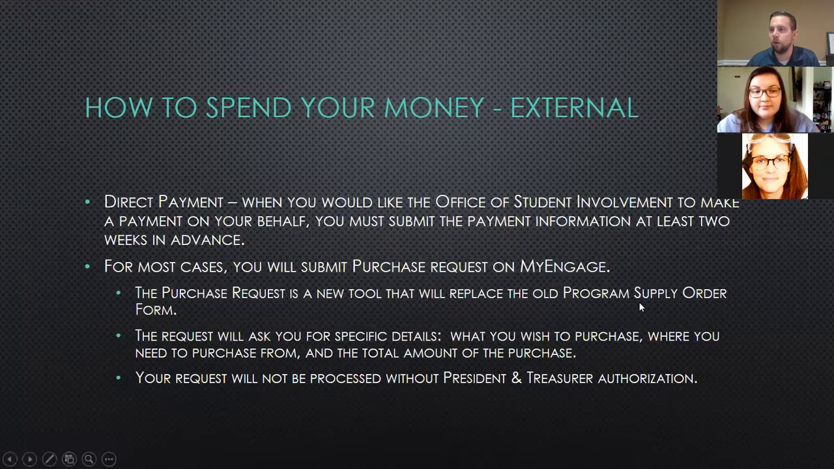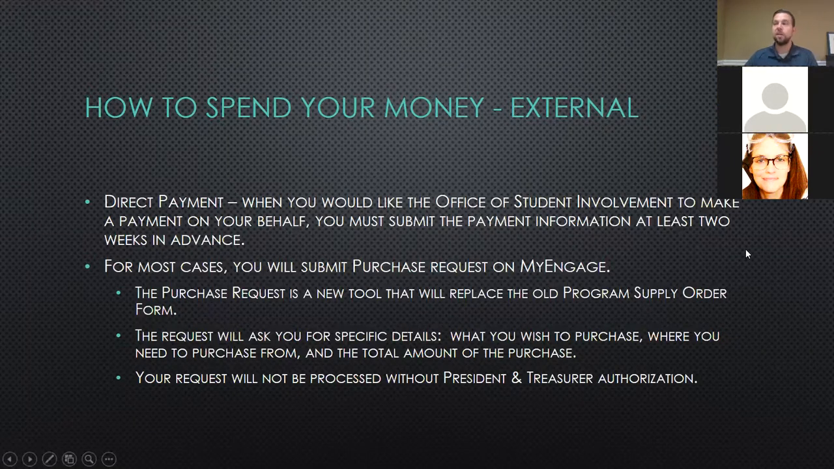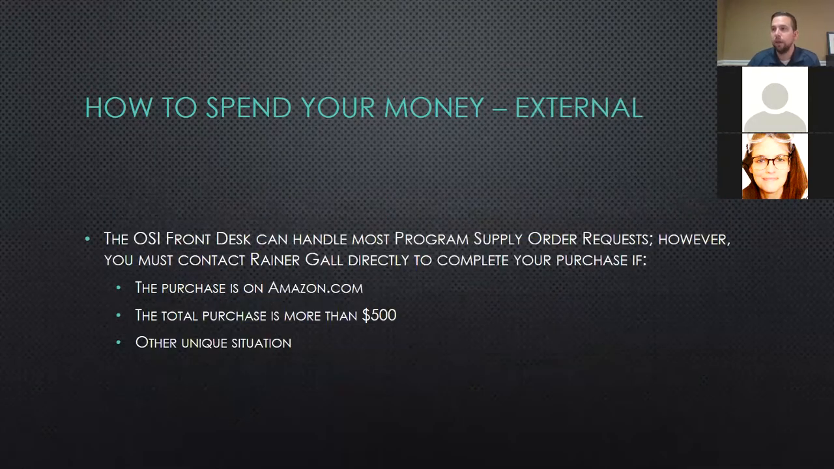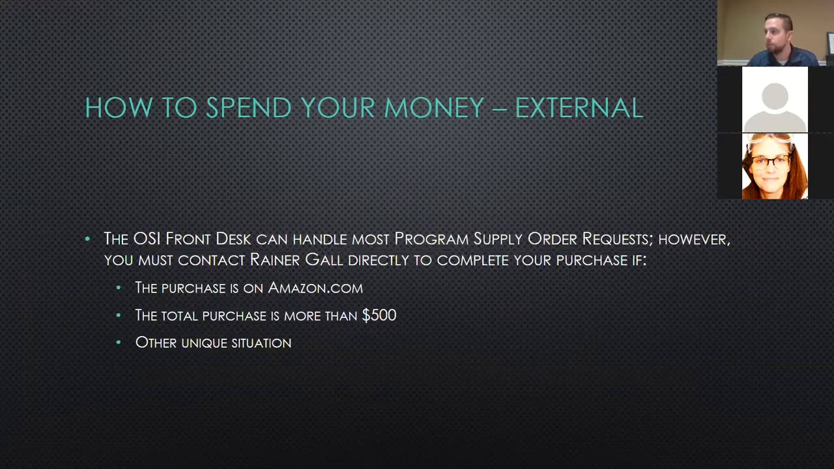So I'm back on my PowerPoint here, and we were talking about direct payments. In most cases, we're going to use that purchase request tool that I just showed you on MyEngage. As long as you have filled out the purchase request correctly, if all the information is there, the OSI can go ahead and complete the purchase for you. We shouldn't need you there in person to do the purchase with us. I apologize that I did not update this PowerPoint. Please ignore the words program, supply, order. That is supposed to say purchase request. So for most cases, you'll submit the purchase request. As long as everything looks good to go, the front desk will handle that purchase for you, and they will contact you when the purchase has been completed.